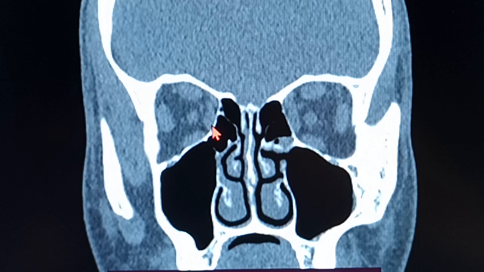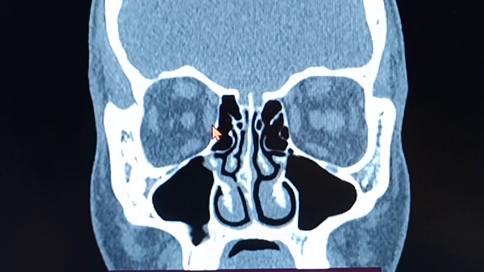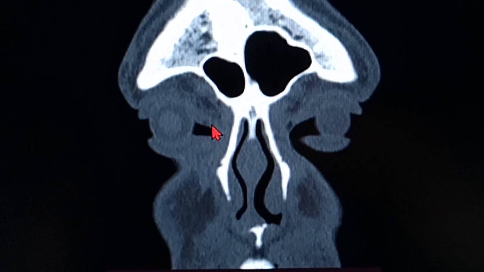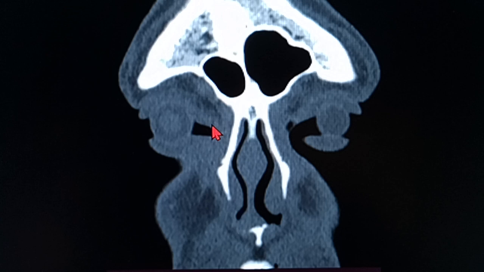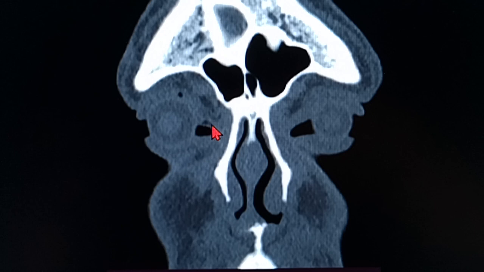So I'm going to talk about the most basic details from a surgeon's point of view, okay? This is basically a plain scan. If you're a surgeon starting your private practice, or a junior resident in your residency phase, or you're just a newly passed MS or DLO candidate, and you do not know how to read a CT scan, here are the basic points you should know about.